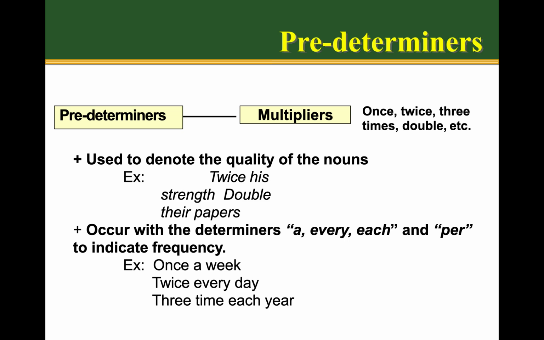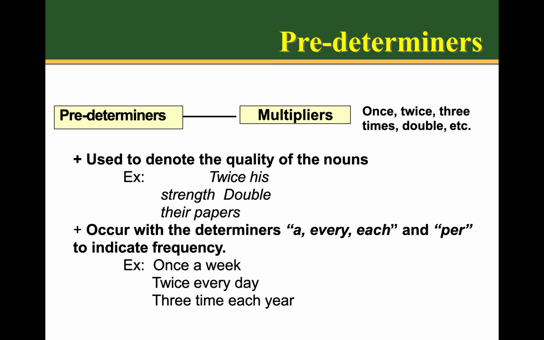Okay, predeterminers can come in the form of multipliers: once, twice, three times, double, four times, six times. They are usually used to denote the quantity of the nouns. For example, twice his strength, double their papers. In this case, twice is a predeterminer, his is a central determiner. Double is a predeterminer, their is a central determiner.